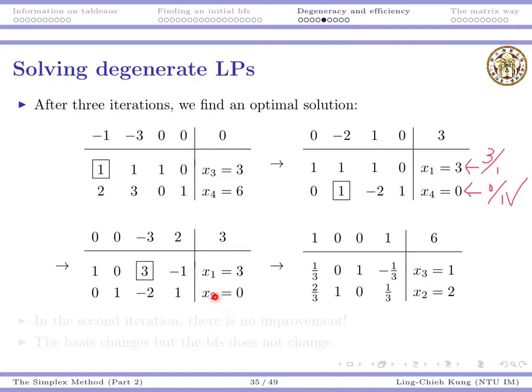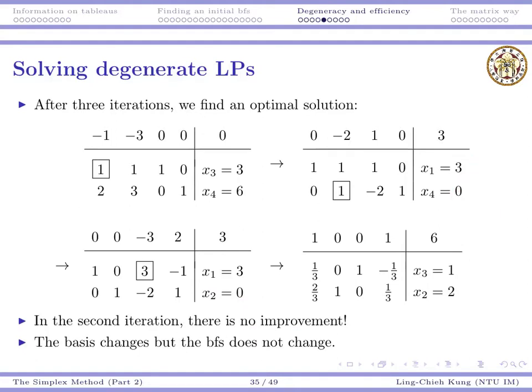You spend one more iteration to get out from this particular solution. It's clear that in the second iteration, from here to here, there is no improvement at all because we are at the same solution. The basis changes, but the basic feasible solution does not. x1, x4 is a basis, and x1, x2 is another basis, but the basic feasible solution is the same. So now we know that with degeneracy, it's possible for the simplex method to have no improvement in one iteration.